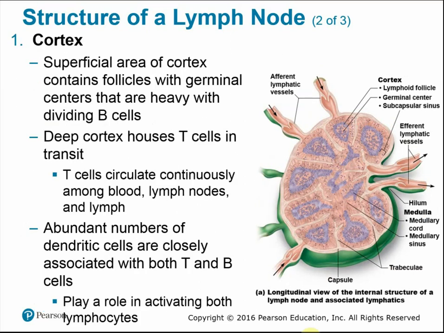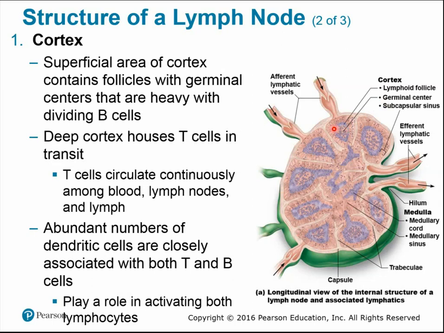So looking at the cortex, we said it was the outer or the superficial region. So the cortex is going to contain these germinal centers that are filled with developing and dividing B cells. Right? So germinal, think germinate. If you germinate a seed, you're sprouting the seed. Right? So here we're germinating and sprouting B cells.